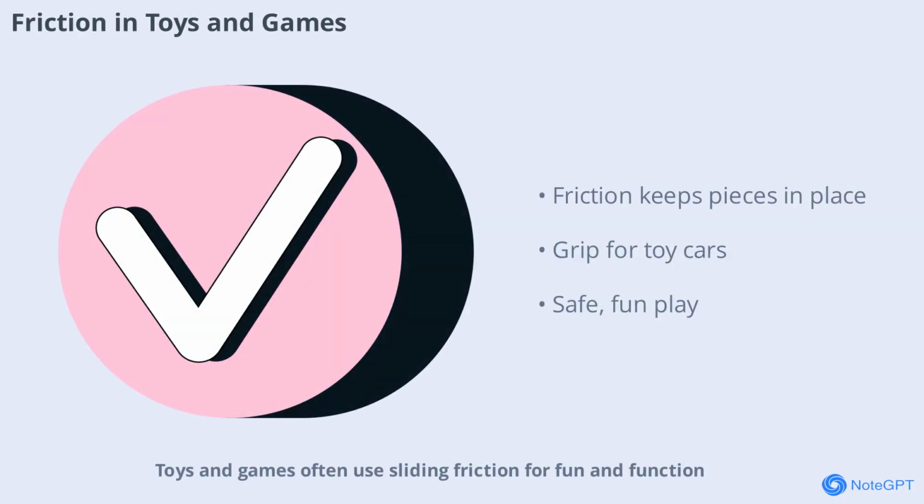Toys and games often use sliding friction for fun and function. Board games rely on friction to keep pieces in place, while toy cars need the right amount of grip to race. Designers test materials and textures to create enjoyable and safe play experiences. Sliding friction is a hidden factor in the joy of play.